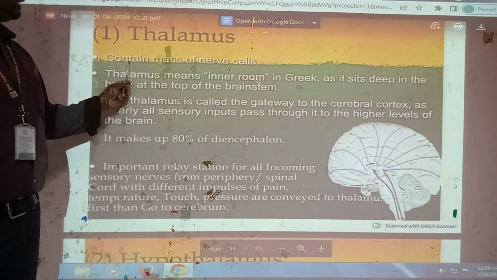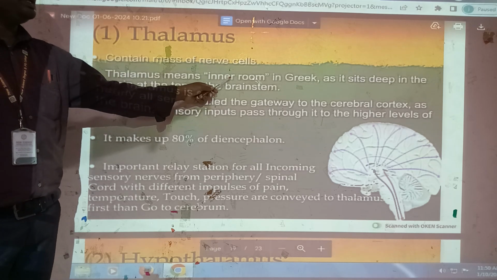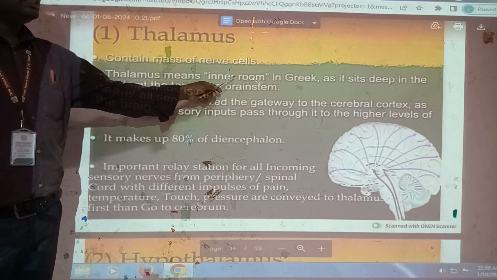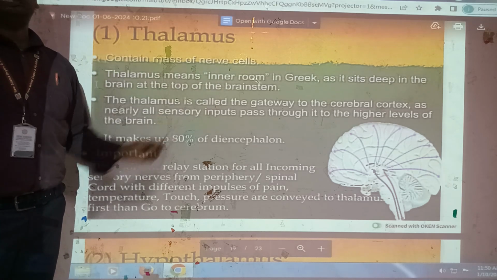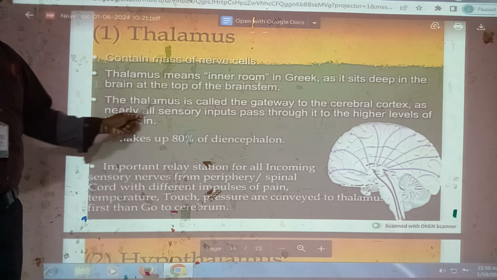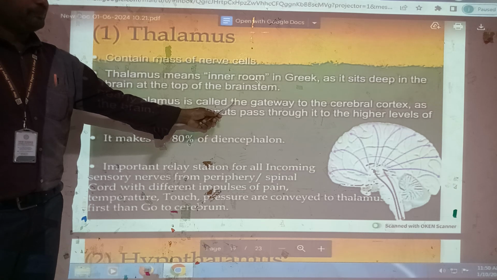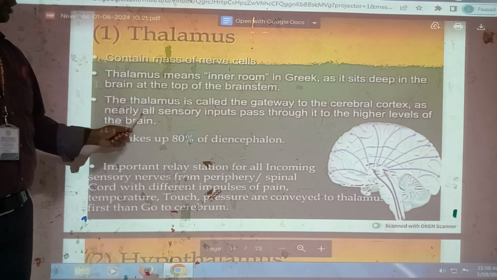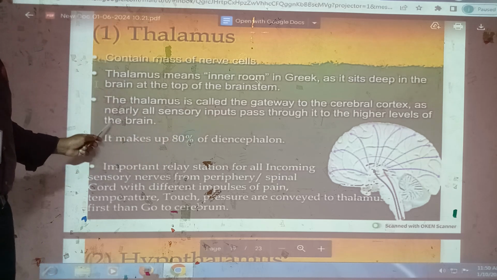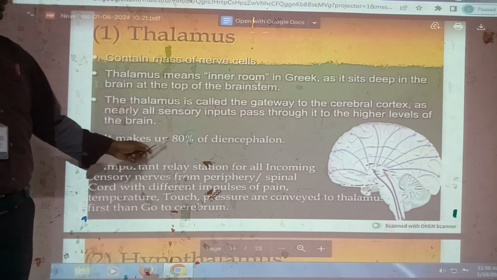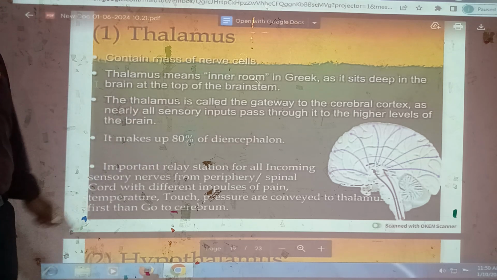Thalamus: this contains a mass of nerve cells. Thalamus means inner room in Greek, as it sits deep in the brain at the top of the brain stem. The thalamus is called the gateway to the cerebral cortex, as nearly all sensory input passes through it into the higher levels of the brain. It makes up 80% of the diencephalon. This is the thalamus position. Next.